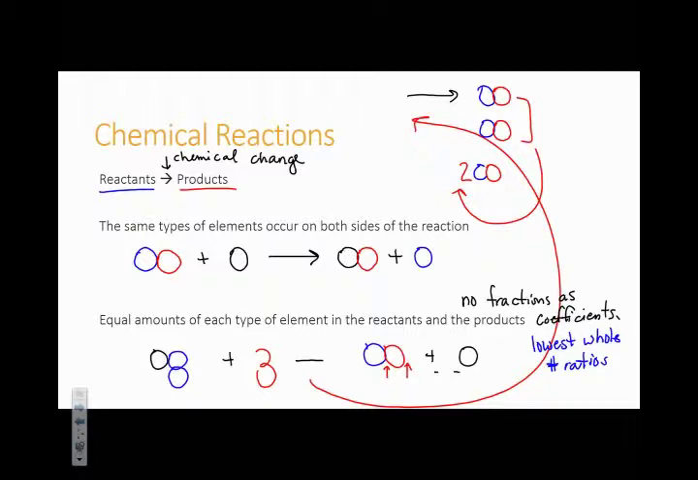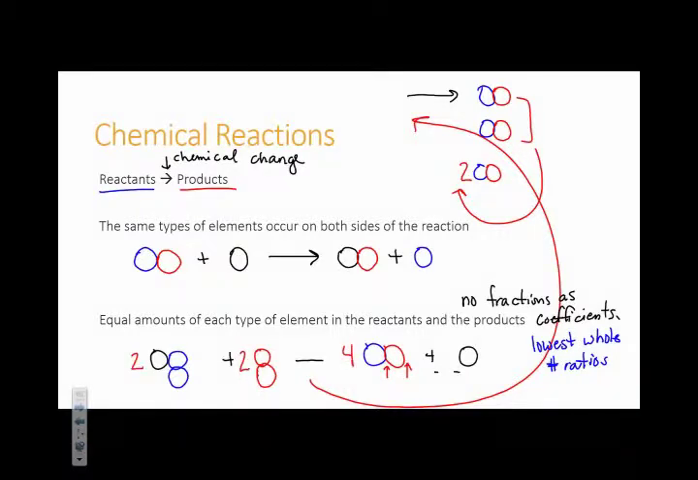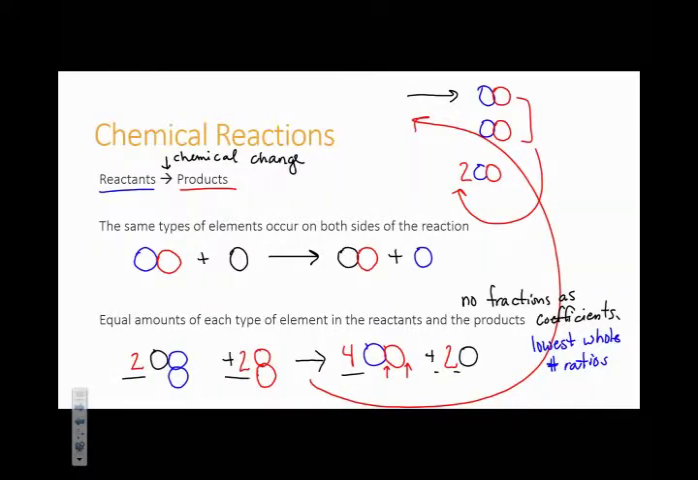So let's say I had balanced this and I came up with 2 of these and 2 of these and 4 of these and 2 of those. Each of those coefficients can be divided by 2, so they are not the lowest whole number ratios. So I would take an additional step, cross those out, make this a 1, and this a 1, and this a 2, and this a 1.